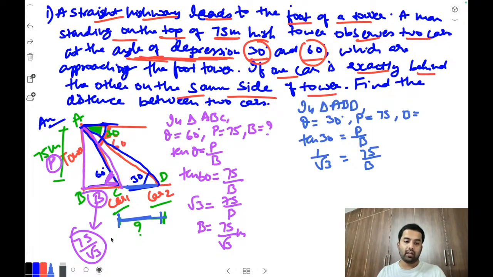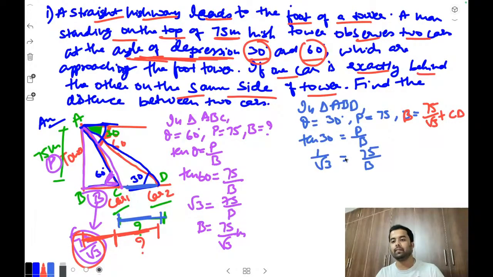But do you know what the base is here? We are talking about the whole base. BC also will come, and what do we have for BC? This 75 by root 3. So the base here stands for 75 by root 3 plus CD. Correct? So let me keep that here below: 75 by root 3 plus CD. Now you have all the values, just cross multiply and you will get the answer. Check this out, do it on your own, please.